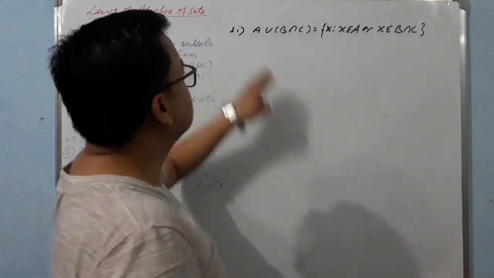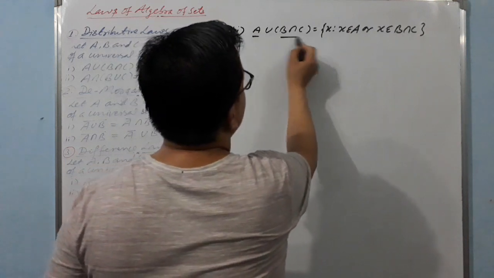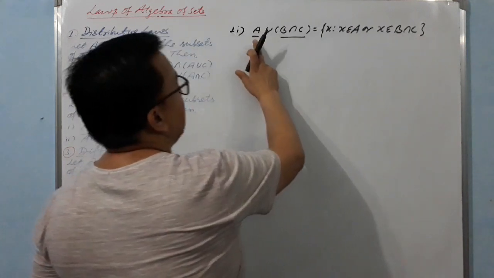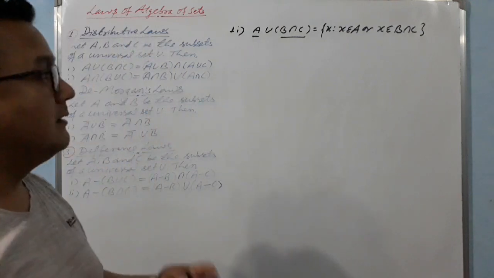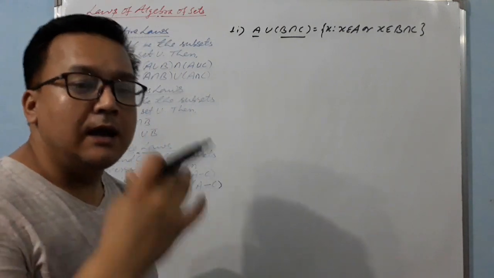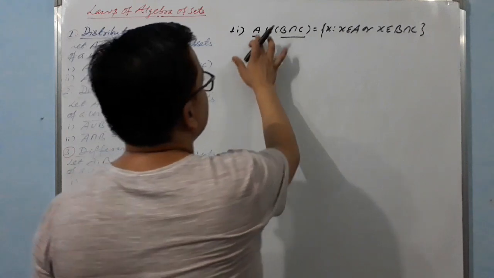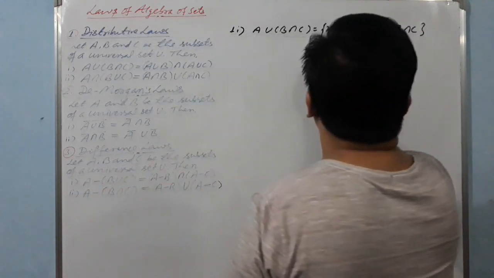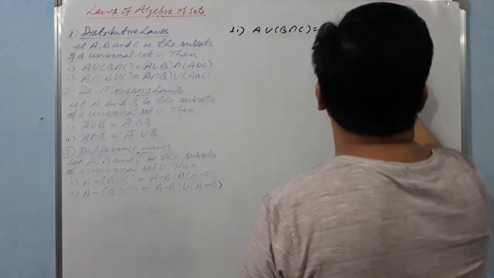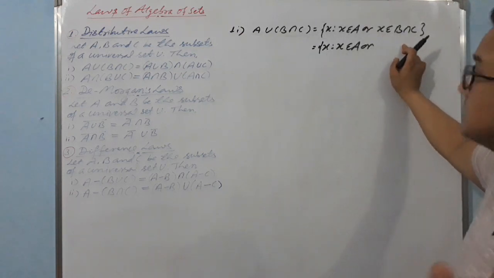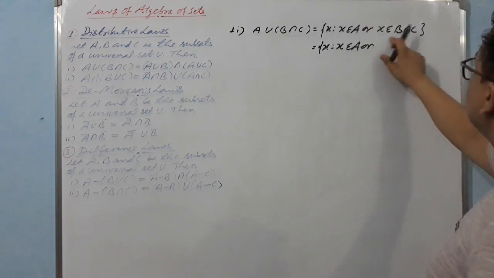If we suppose this is A and this one is a whole B, then we can write X such that X belongs to A or X belongs to B. I have just used the definition of A union B. So now here X belongs to A, or X belongs to B intersection C. Let's try to apply this.